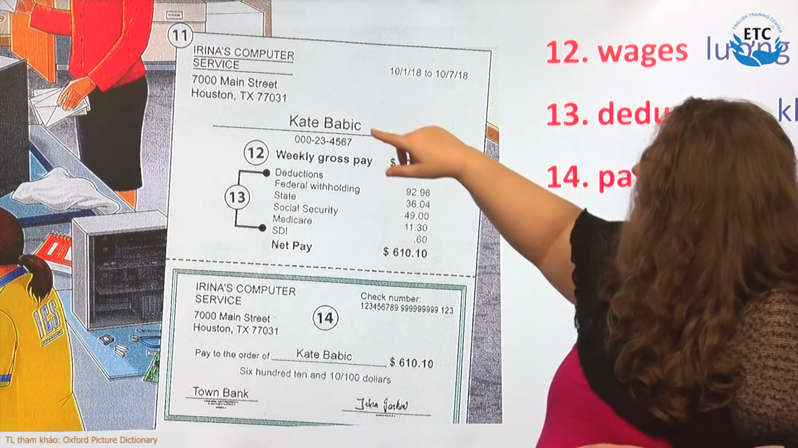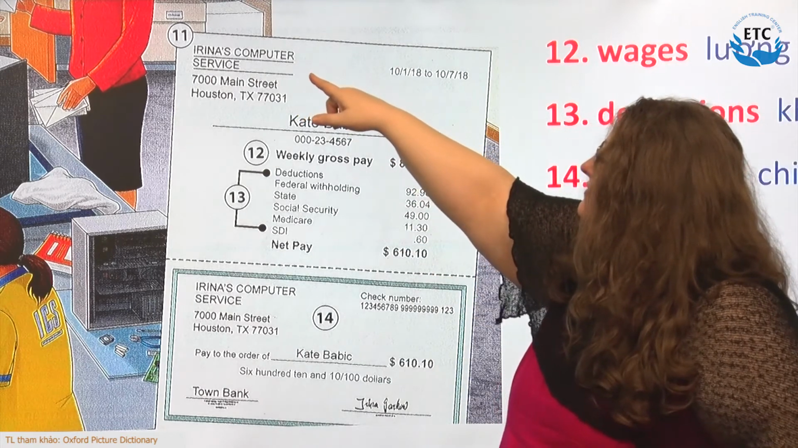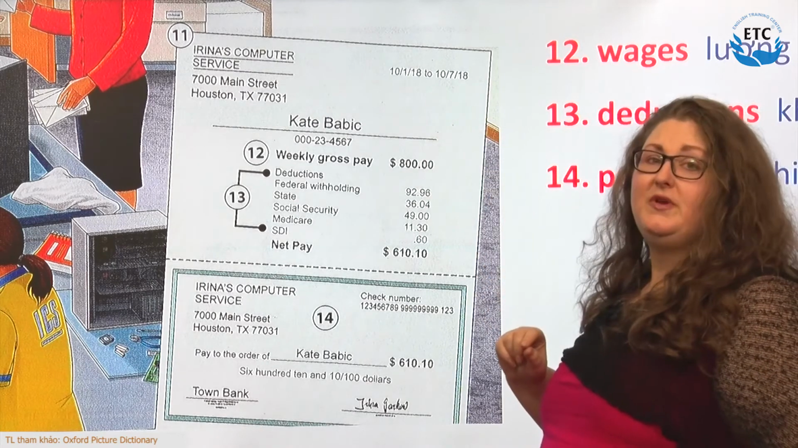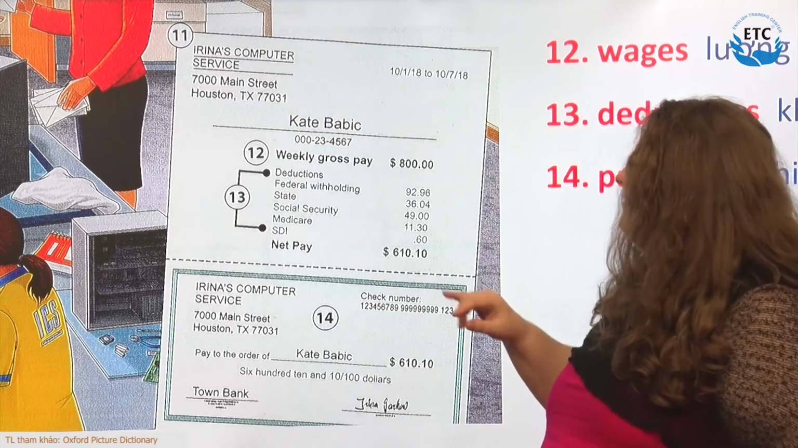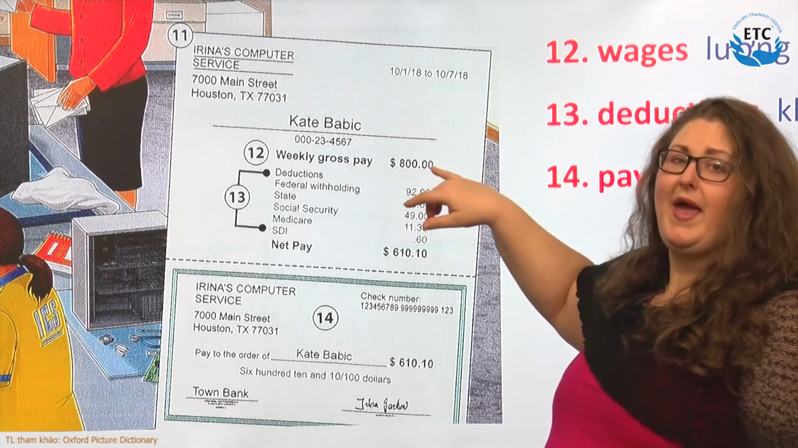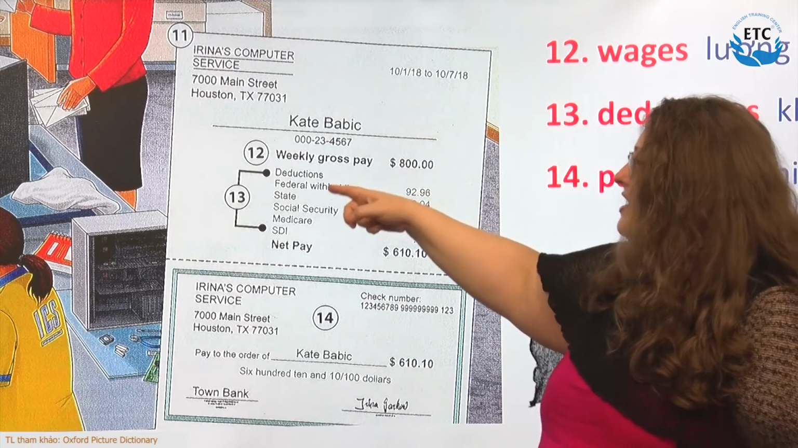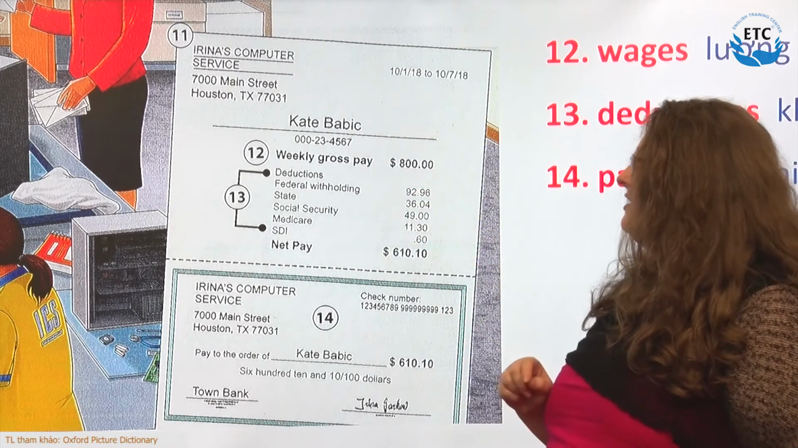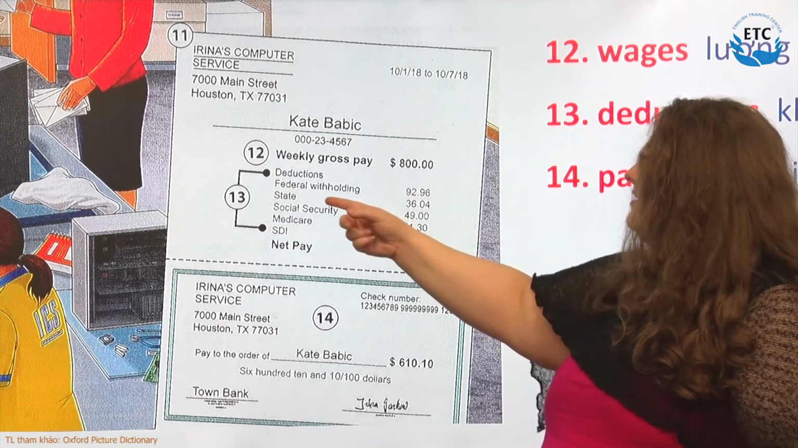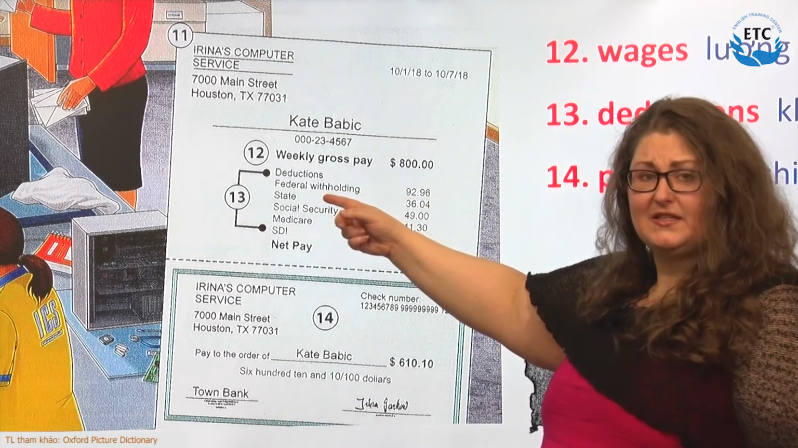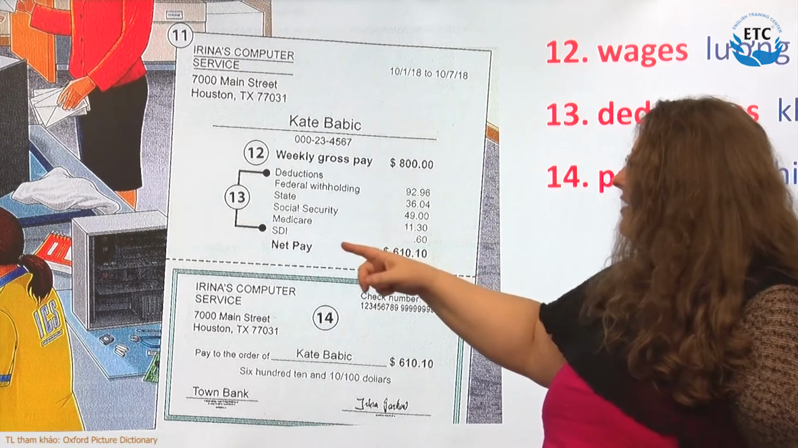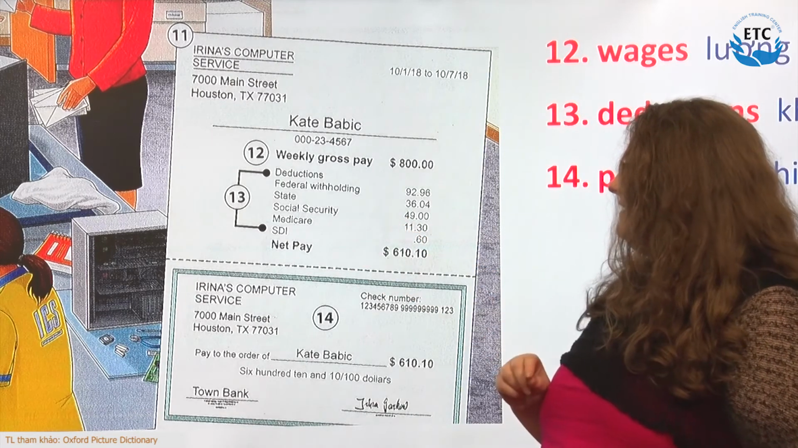So right here, we have the business and the address, and the dates for which you're being paid. And then right here, it shows you your weekly gross wage. And then here, it shows your deductions. So this is for federal tax. This one is for state tax. This is for Social Security. And then this is for SDI.